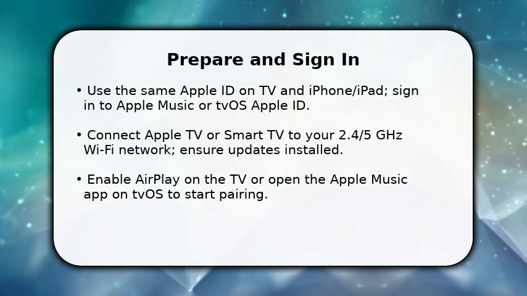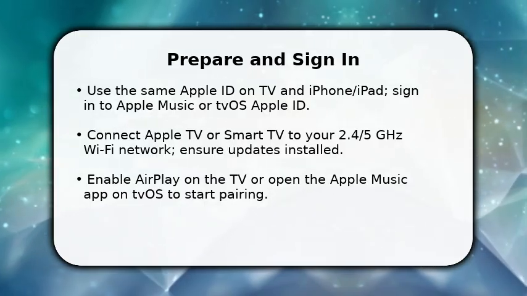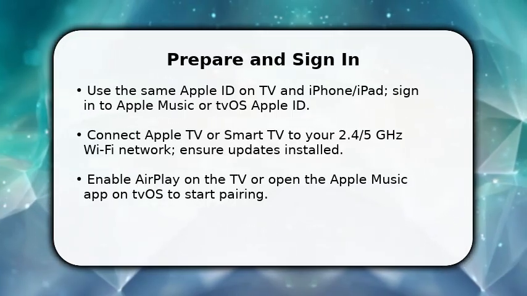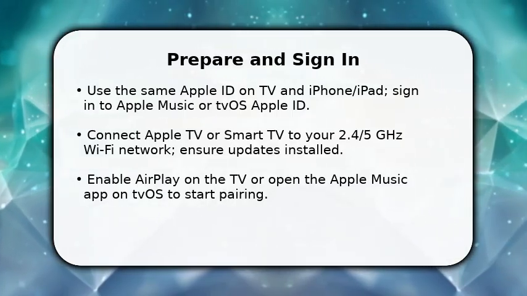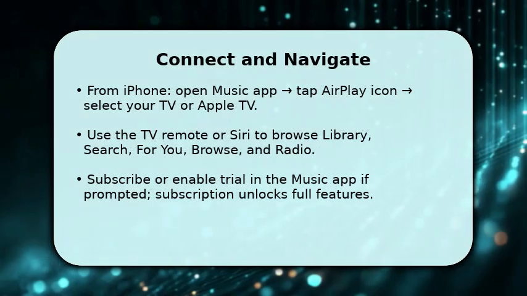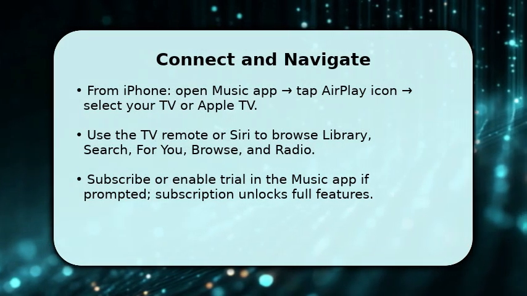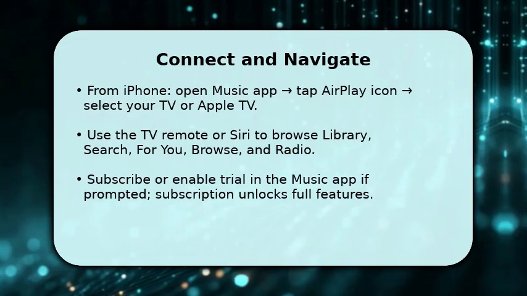Then open the Apple Music app or enable AirPlay on the TV. This is the first actionable move because it establishes the connection point you'll use to stream. With the app open on both devices, choose AirPlay from your iPhone's music app to push audio to the TV. This is quick and retains your playback controls.